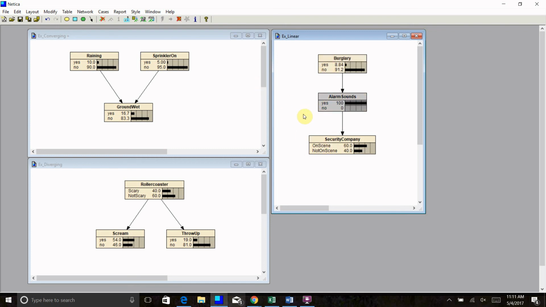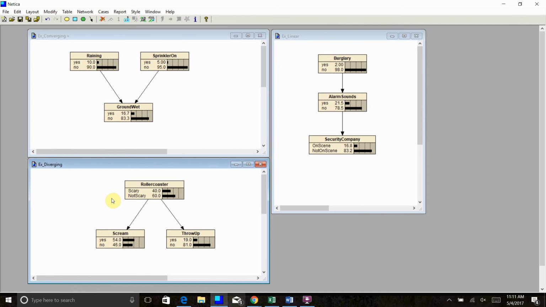However, if I know that my alarm is going off, and this is the center node, then once I know that, anything I learn in my other nodes doesn't affect downstream or upstream, if that makes sense. This is called linear or serial blocking. Once I know something in the middle, then anything I know at either end doesn't affect past the node that I've entered findings in.